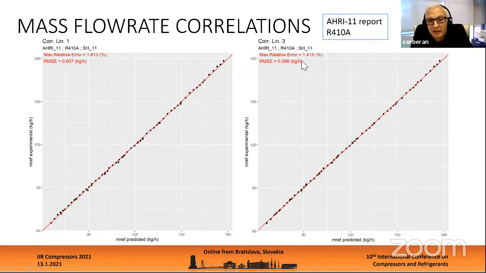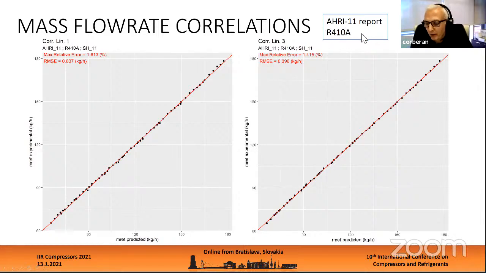This is the characterization with the Shaw correlation, which has 6 coefficients, and you still see that more or less the representation is the same. And this is for an ARI report, which is working with R134a, so this is for medium temperature.